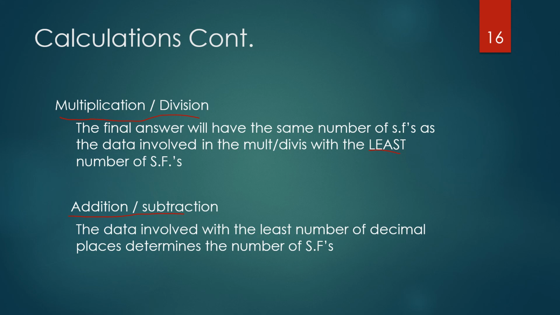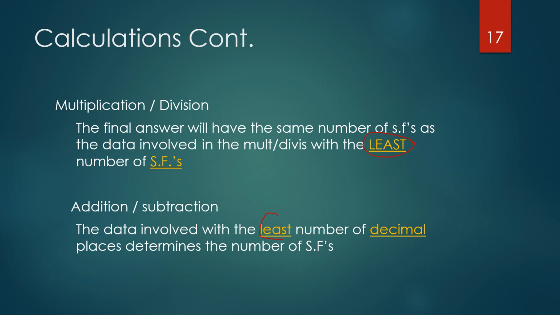For addition and subtraction, you're looking at the decimal place only. Once again, you are using the least number of significant figures. So the thing that's in common with both is that you're using the least number, so whichever one has the least number of significant figures.